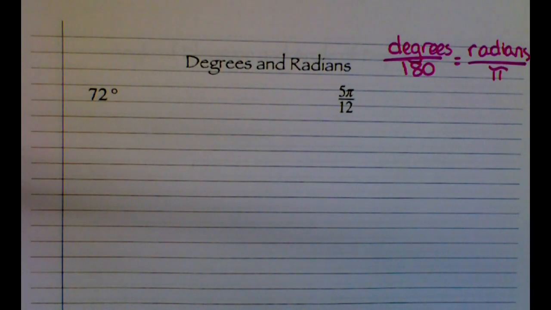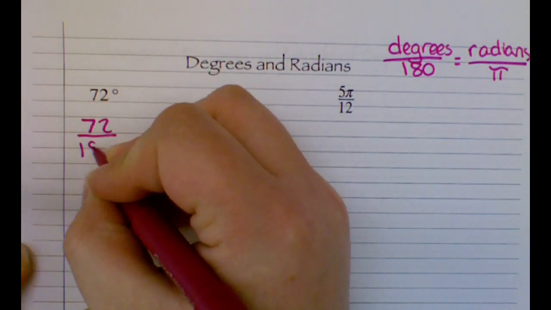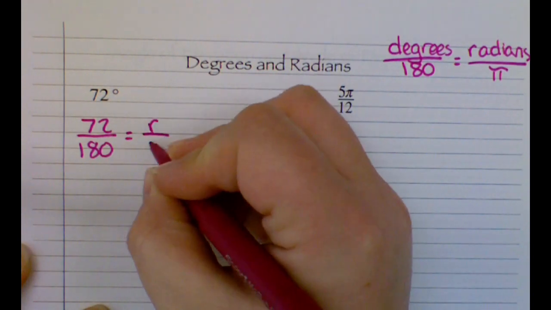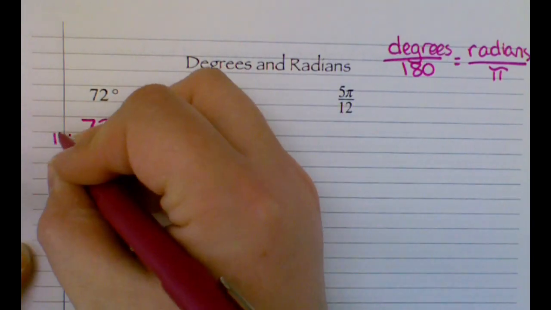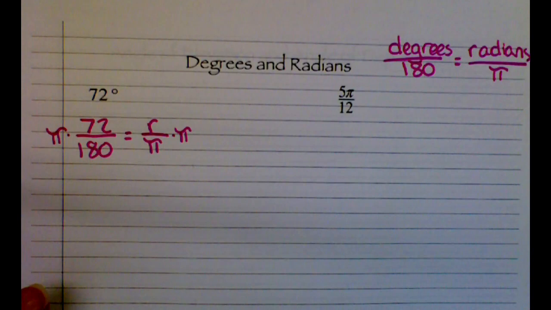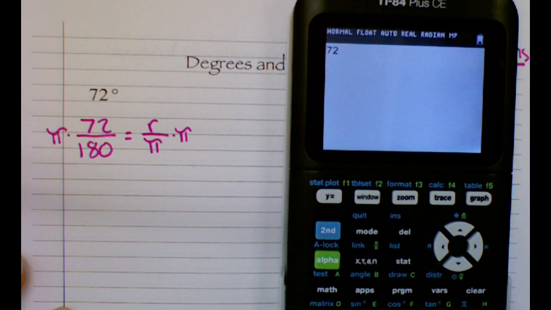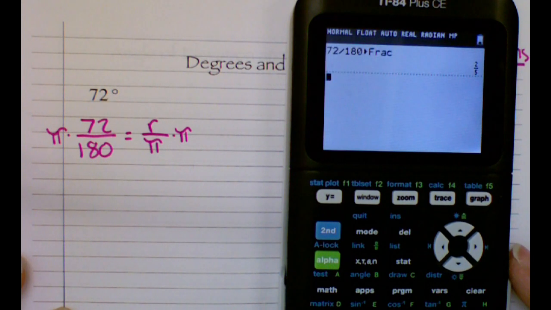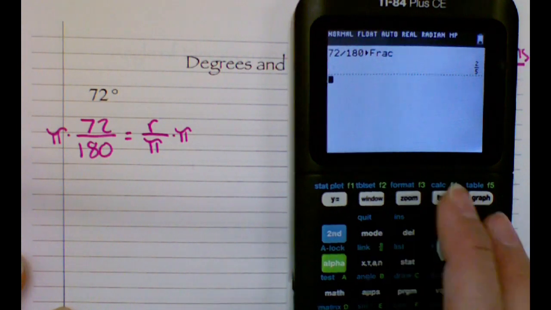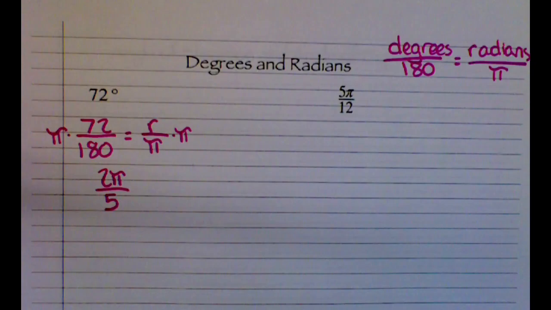So if I give you 72 degrees and I want to know how many radians that is, I take 72 over 180 equals r over pi. To solve for r, all we have to do is multiply the pi over. And then we just simplify that fraction. So I take my calculator, I type in 72 divided by 180, and then I hit math. The first option is frac, so I press enter. Enter again, that is 2 over 5. Then I add the pi back into the numerator, so it is 2 pi over 5 radians.